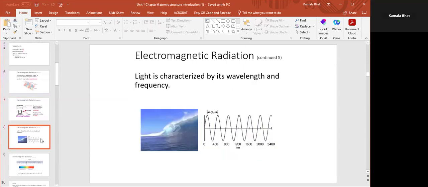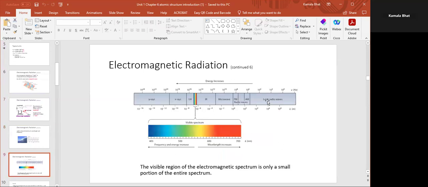And light is characterized by its wavelength and frequency. And here is the electromagnetic radiation spectra from gamma rays to X-rays, UV. There is a small portion which is the visible part of it, then IR, microwave, FM radio waves, AM radio, and long radio waves. The frequency and energy increase as the wavelength decreases. So the relation between frequency and wavelength is an inverse relationship.